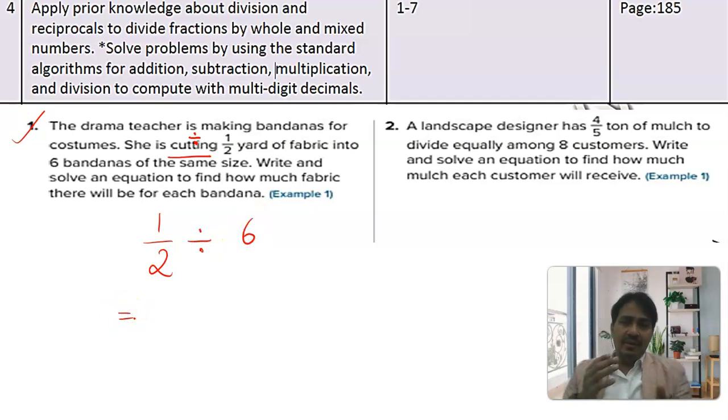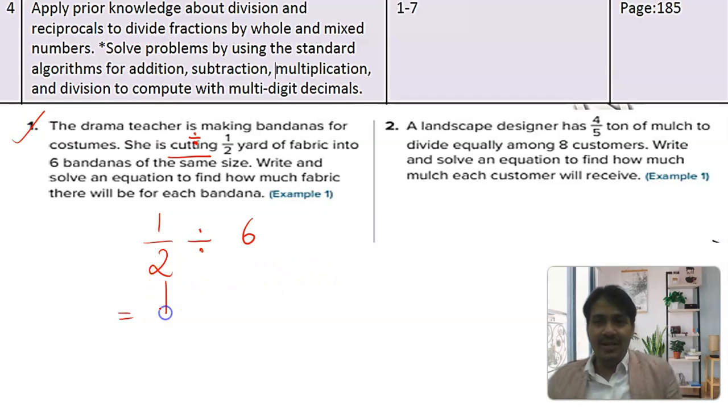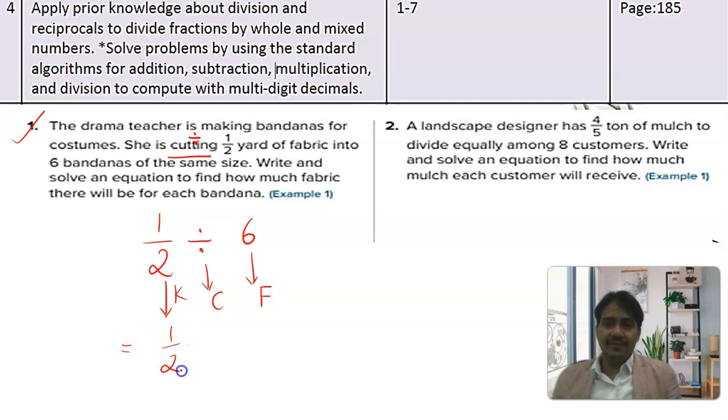We have done this many times where we have to divide a fraction by another whole number or fraction. The idea is to keep, change and flip. KCF, that's the idea. So you keep the first fraction as it is, you change this division to multiplication, and you flip the second number, which is 1 over 6. So now this is fraction multiplication, which is very easy and straightforward. 1 times 1 is 1, 2 times 6 is 12. So each bandana will have 1 over 12 yard of fabric.